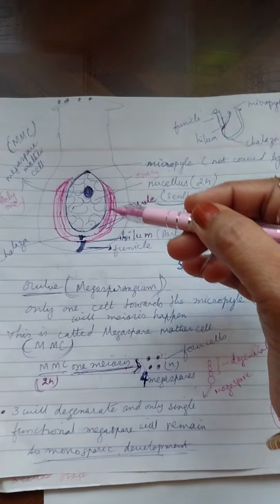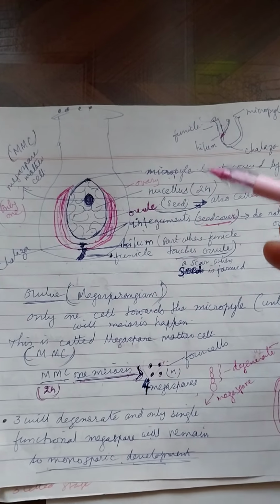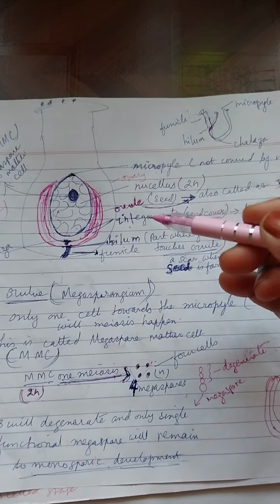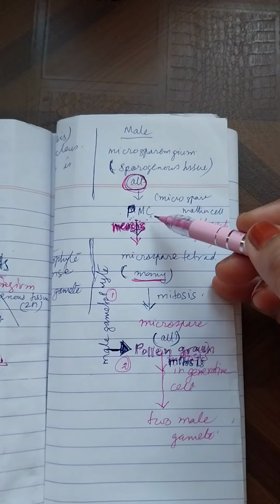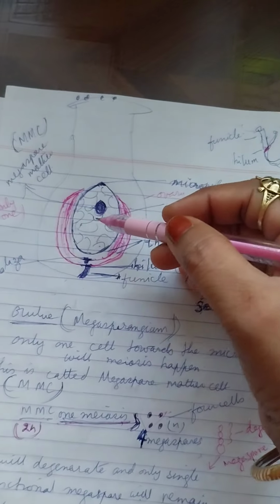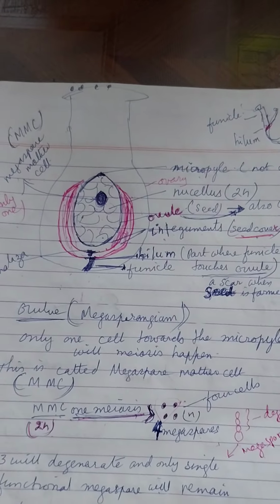Now, there is a difference between this megaspore and microspore. What? In microsporangium, all the sporogenous tissues behaved as pollen mother cell. But here only one towards the micropylar end behaves as a megaspore mother cell. Hope I have made the difference clear.